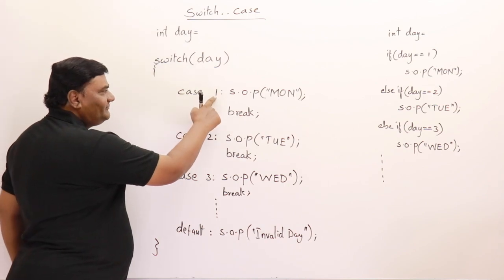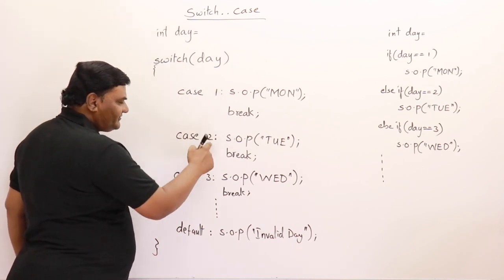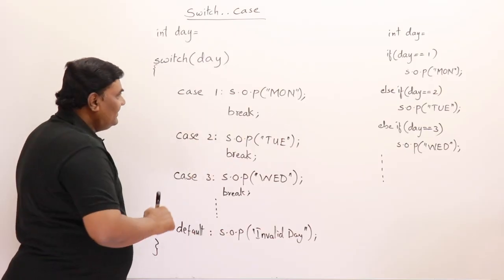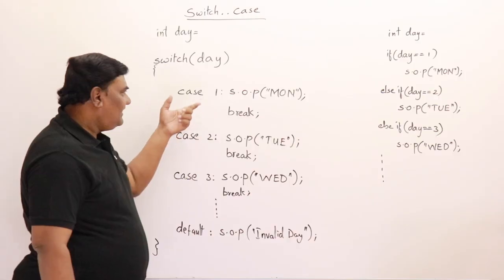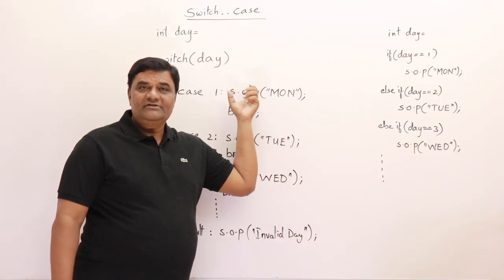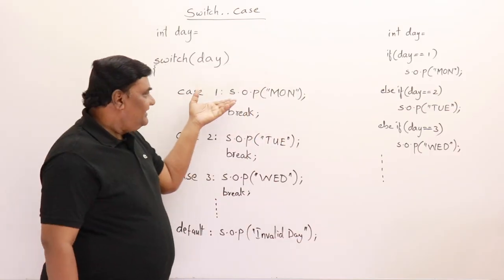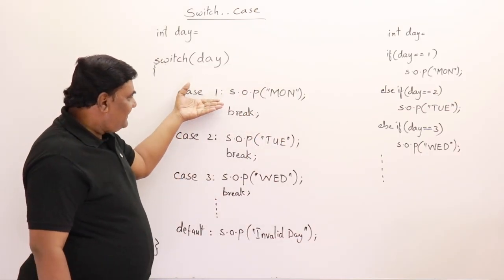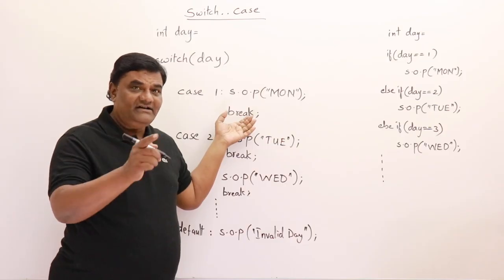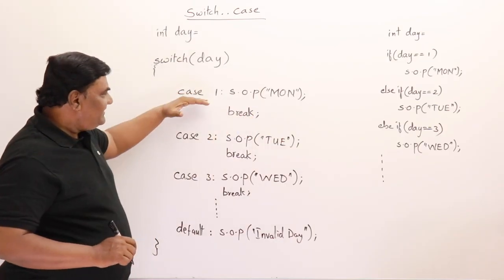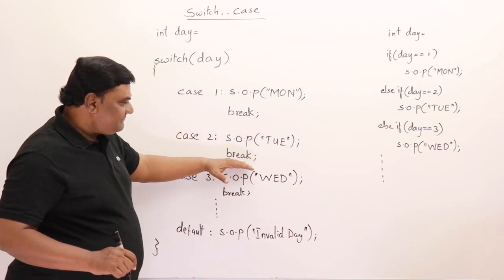Case, and it should have some numeric value here. So I have taken an integer value here. Case 1, case 2, case 3, and so on. There must be a gap between case and the number. And whatever you want to do here, you should write one or more statements. You can write as many statements as you want inside that case. And this case 1 ends here. At the end of the case statement, you must write break. So every case statement must end with a break statement.